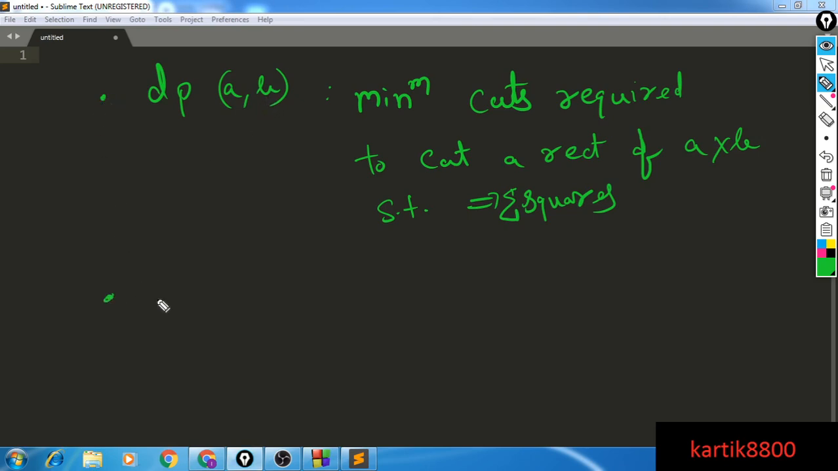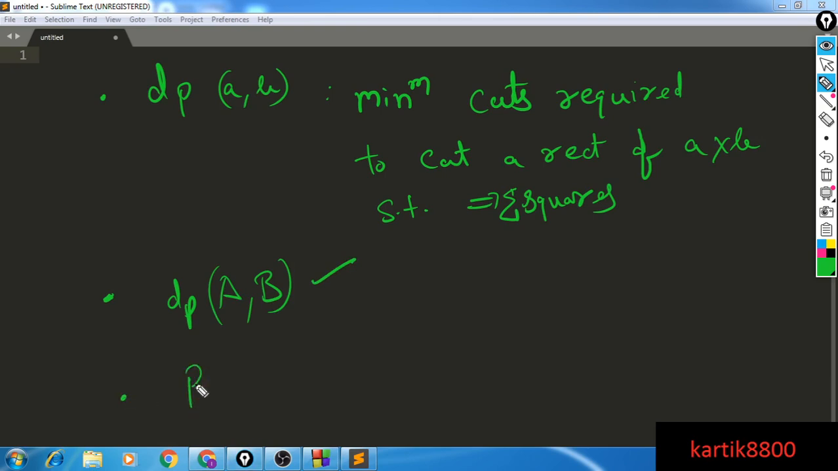Let's discuss one more thing. First of all, what is going to be my final answer? If the input rectangle had capital A and capital B as its dimensions, my answer is obviously going to be DP of capital A comma capital B, the minimum cuts required to cut a rectangle of the input dimension into a bunch of squares. This was the exact question, right? So this will be my answer.